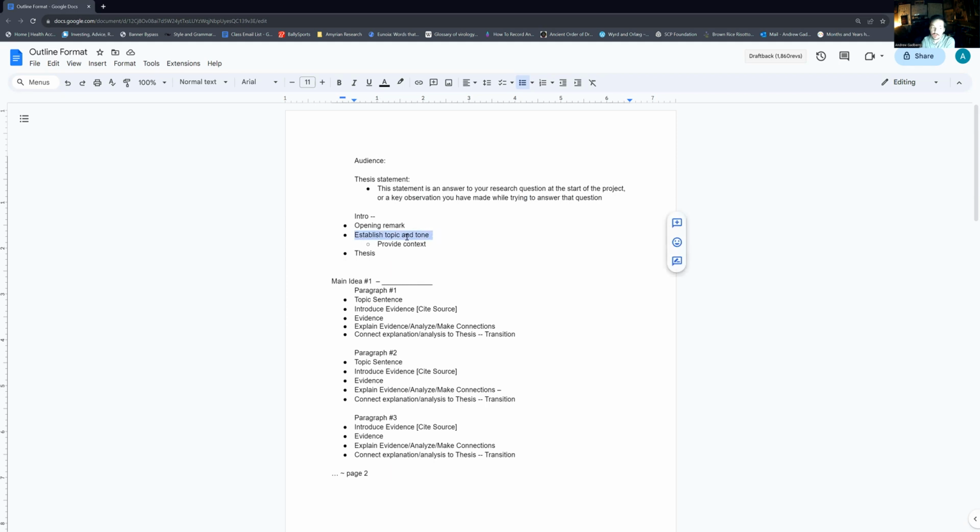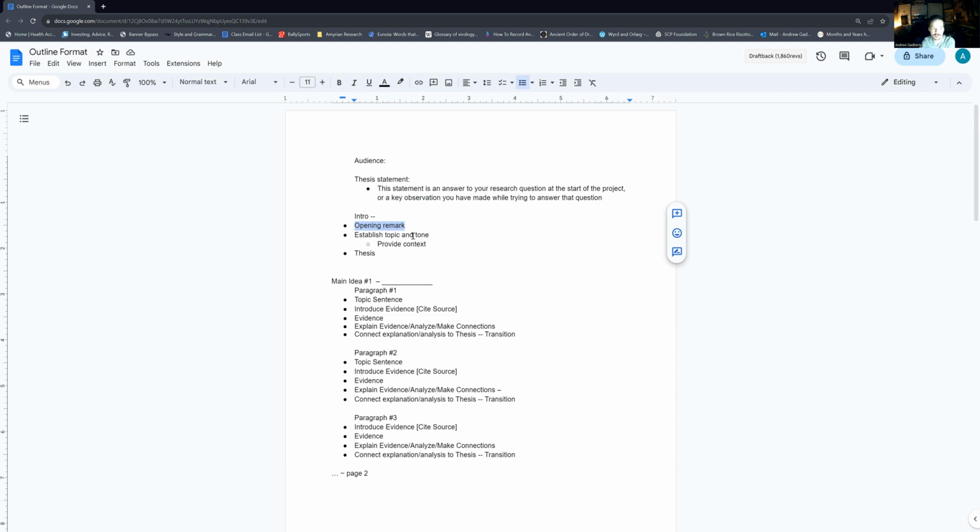But what you do need to do is establish the topic and tone. In fact, you don't even really need an opening remark in the sense of some catchy hook. Hooks are really for more popular genres. If you're writing an article or a story, you need to have a strong hook. Hooks are overrated. The hook of your literature review is your topic. If someone's not interested in your topic, a great hook is not going to convince them to be interested. If they are interested in your topic, a bad hook isn't going to scare them away.